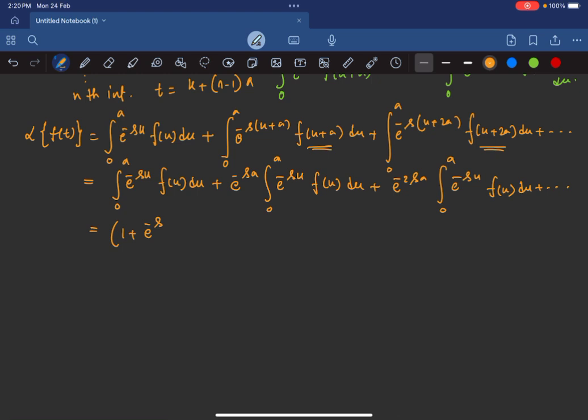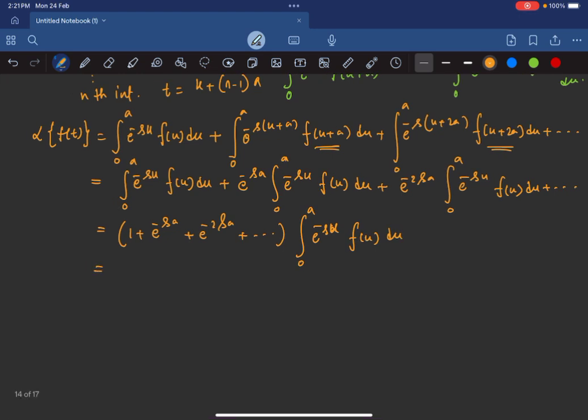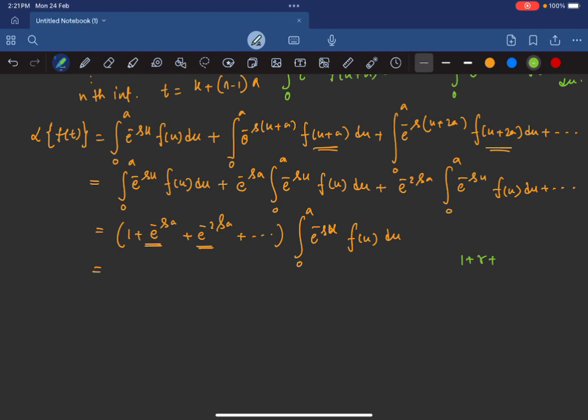So here basically what you are having is e power minus sa plus e power minus 2sa plus so on, times the integral 0 to a e power minus su f of u du. Obviously this part is less than 1, this part also less than 1, so this is nothing but the formula 1 plus r plus r square and so on, which is 1 by 1 minus r.